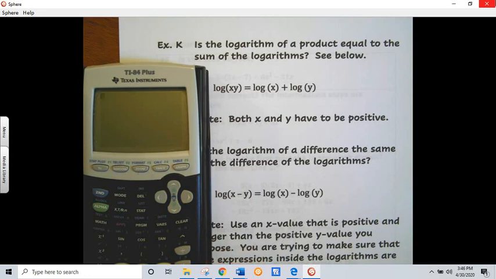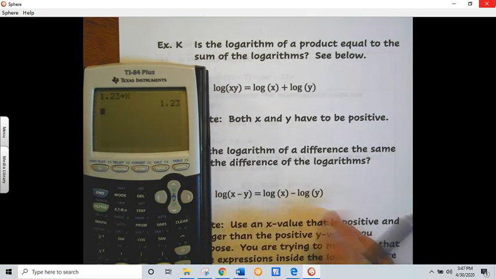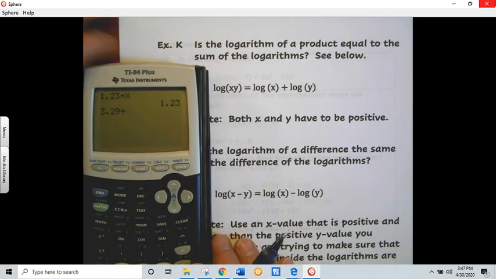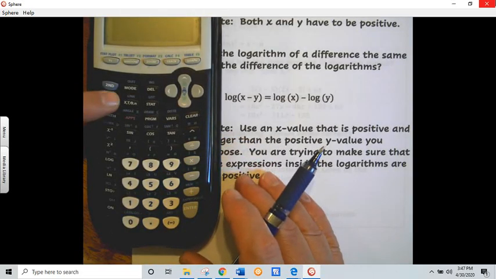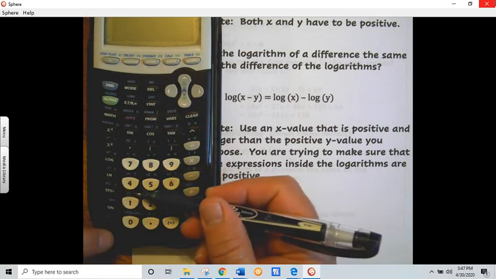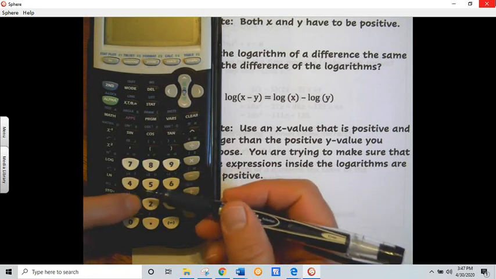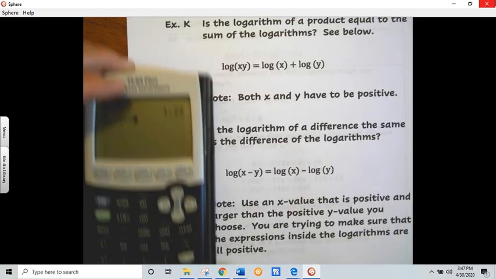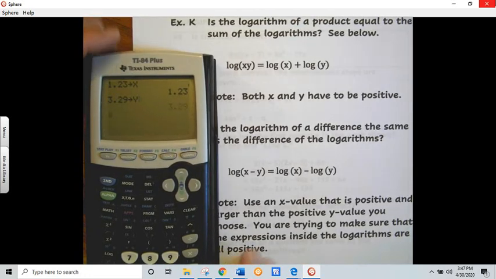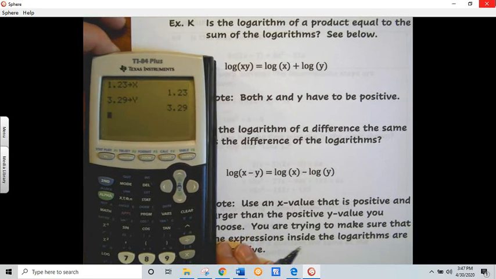So I'll store what I normally store for x, and then I'm just going to pick another number, 3.29, and store that one for y. Now I have to show you how to find the y. It's the alpha key, and right here in green, right above the 1, so touch the 1. Alpha 1 is how you get to y. Okay, let me get that back on screen there. And now it thinks that y values are 3.29.